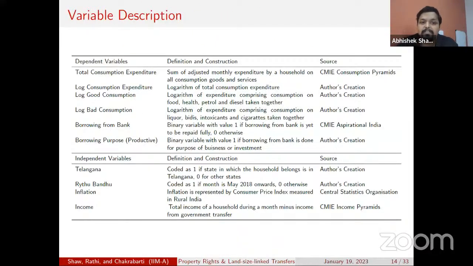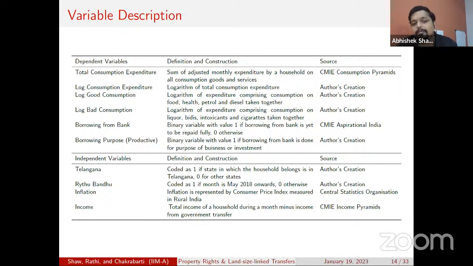Just to give you a sense of the variables we are using, we use the total consumption expenditure variable, which is there in the CPHS data. For all our estimations, we present consumption expenditure in rupees, but also in log. Most of our estimations are in log. We also create categories called good consumption and bad consumption, though there are probably better ways of saying it.